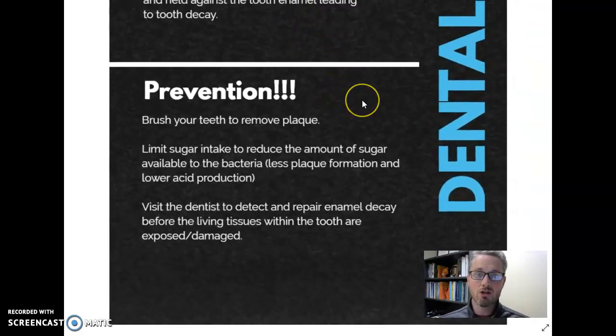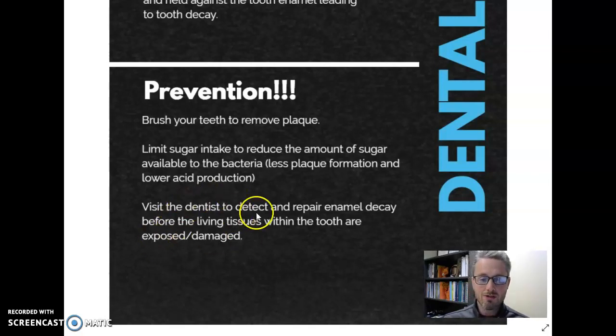Well, of course, if we brush our teeth, we can remove that plaque. They're not constantly depositing acid onto the enamel of our tooth, and we'll avoid tooth decay. We could limit our dietary intake of sugar. If there's no sucrose, they can't make the glucans and they can't stick. If there's not all sorts of other sugar, they have no food to ferment and they can't make those acid byproducts. And then finally, we should visit the dentist.